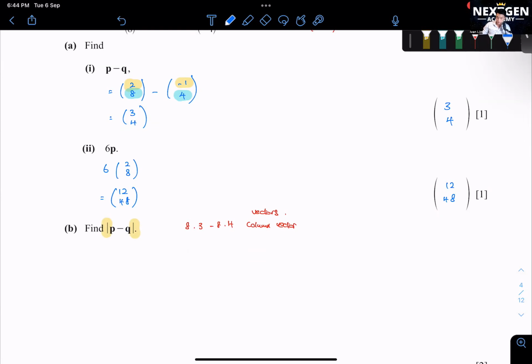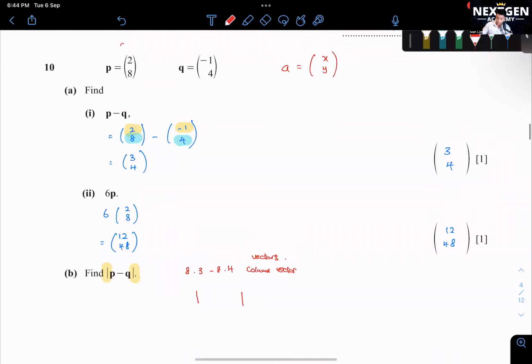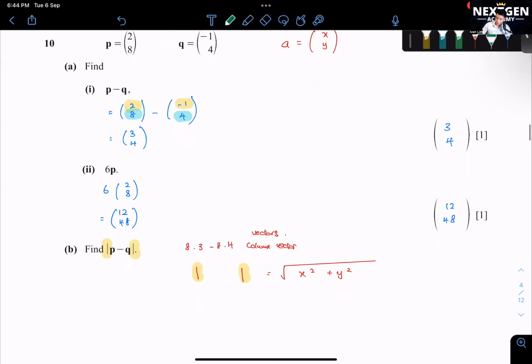Whenever you see this, the formula is like this. If I have a magnitude, and all of these are called column vectors, if your question has P plus Q, P minus Q, whatever vector, the formula is square root of x squared plus y squared. You have to memorize it. What Yannick is saying is not wrong, but it doesn't apply here. In this question, we are finding the magnitude of the vector. That means how big the vector is.